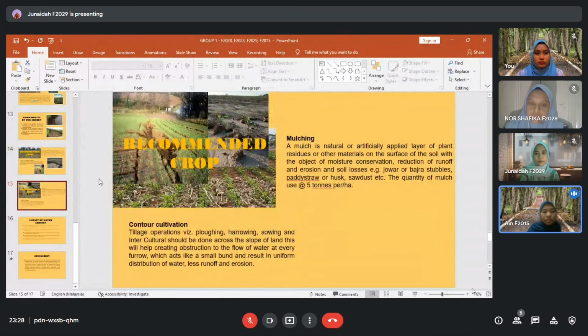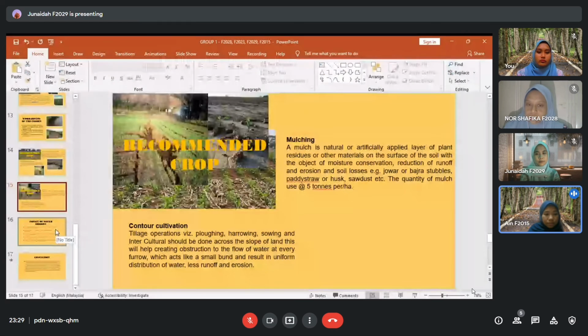Third is mulching. A mulch is a natural or artificially applied layer of plant residue or other materials on the surface of the soil with the object of moisture conservation, reduction of runoff and erosion and soil loss, like jowar or bajra stubble, paddy straw or husk, sawdust. The quantity of mulch used is 5 tons per hectare.